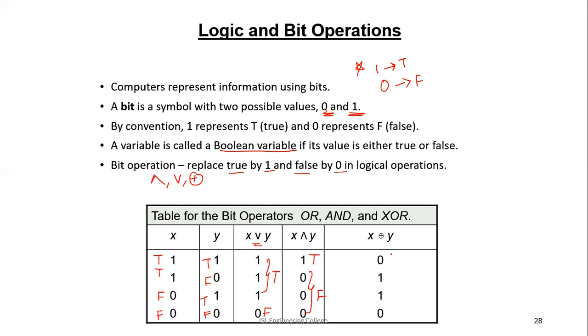The condition for exclusive OR is that exactly one of them should be true. So over here, if exactly one of them is true, then it will be true, otherwise it is false. You can just remember it the same way as you remember AND, OR, and XOR in the case of logical operators in propositional logic. Okay, it is very simple.